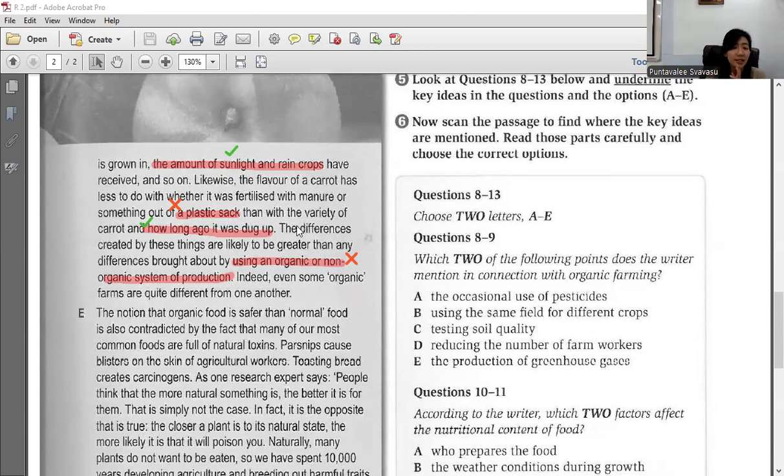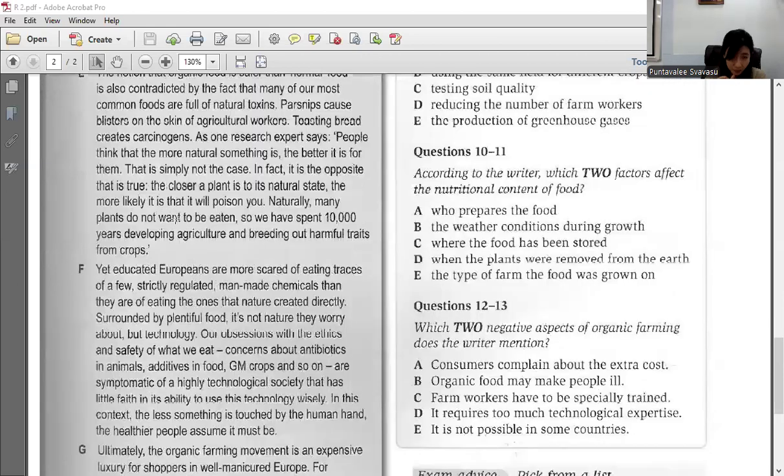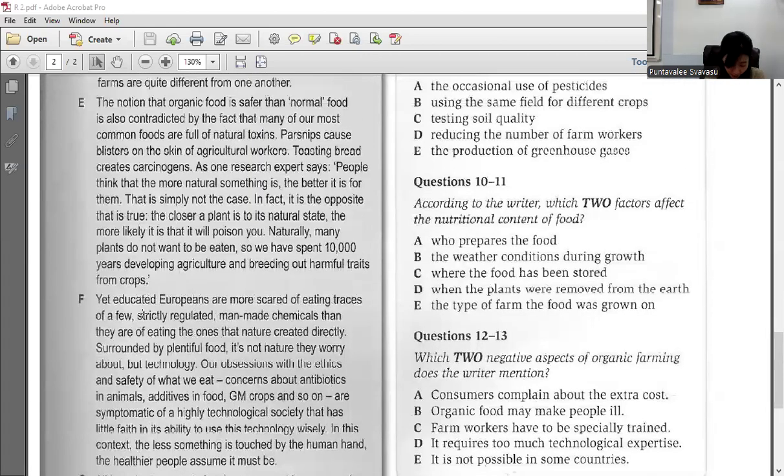Okay, and let's move on to the last part. The last part I would say is a little bit tricky. For this one, I will highlight the choices that contain the answer.